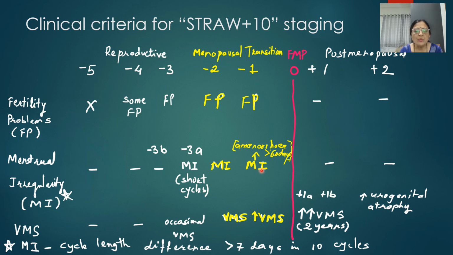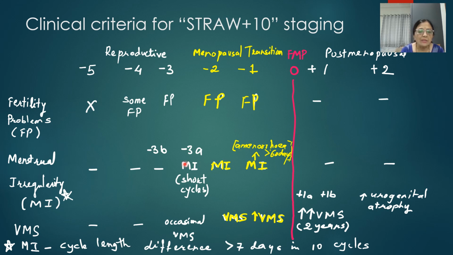In -1 also, menstrual irregularity is persistent, but what is seen here is the addition of a short period of amenorrhea, where cycles might be infrequent, with amenorrhea lasting for more than 60 days in this -1 menopausal transition, that is late menopausal transition, which is nearer to the final menstrual period.